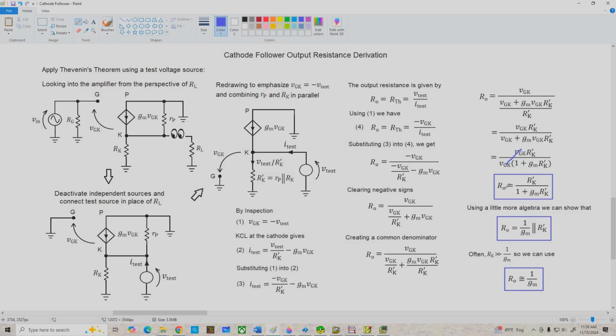And we can also show that if we just take 1 over GM in parallel with R prime K, we can algebraically manipulate this to show that these two are equivalent to each other. Then finally, because R prime K is often much greater than 1 over GM, and that is R prime K, let me add a prime here, we can usually use this approximation for the output resistance and get very good results.